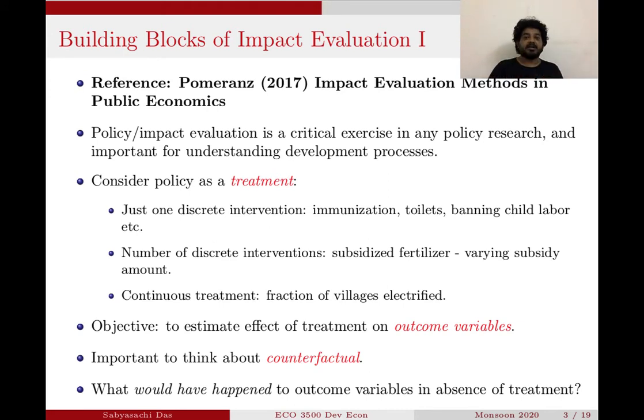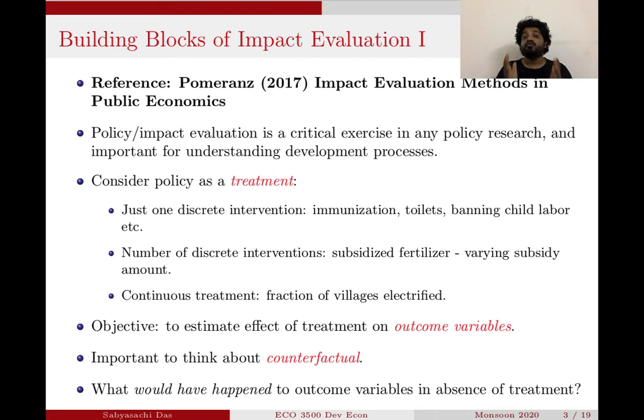In order to answer that question, you have to ask what would have happened had the treatment not been in place. If there was no subsidy given to the fertilizer, how much fertilizer would the farmers have purchased and used? That's called a counterfactual. It's an alternate reality that you have to think about. Unless you have a good answer to the question of the counterfactual, you cannot answer the question that you're after, which is the effect of the treatment.